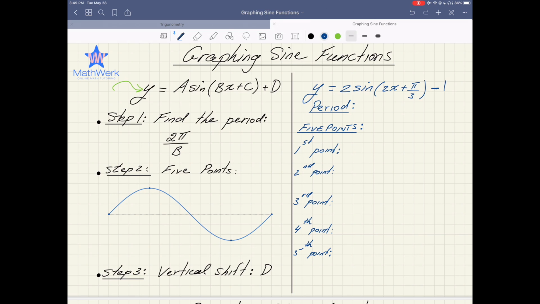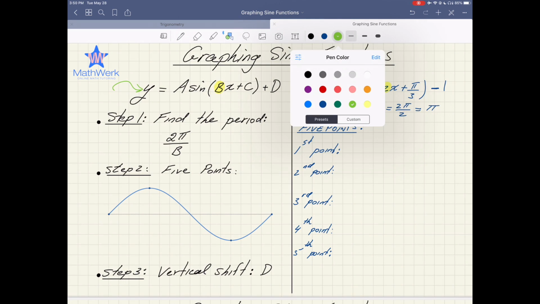So to start with, we're going to find the period. Remember that the fundamental period of sine is 2 pi. So we're going to divide this by b, which is the coefficient of x inside the argument of sine, to get the period of our particular sine function. In our problem, b is equal to 2, so to get the period, we're going to do 2 pi divided by 2, which is pi. And therefore, this is now our period.